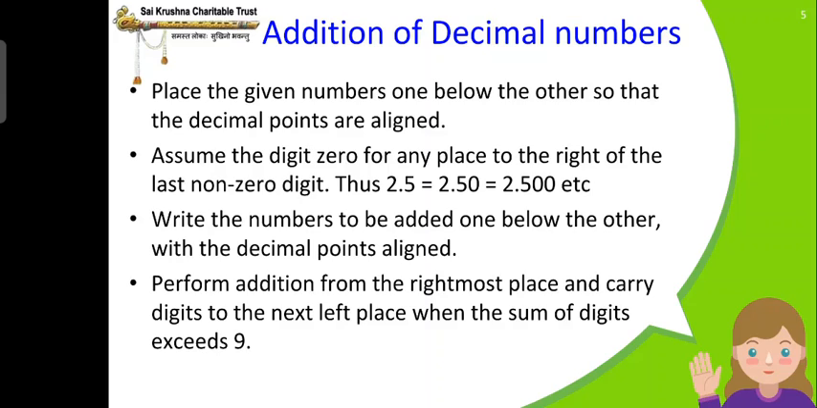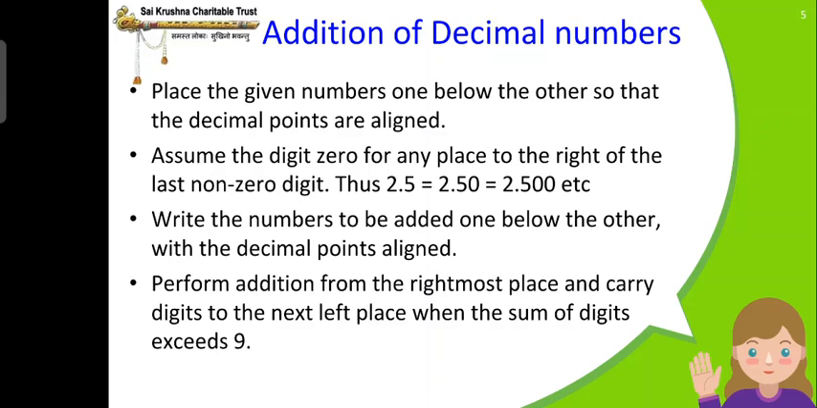See, assume the digit 0 for any place to the right of the last non-zero digit, that is 2.5 is equal to 2.50, which is also equal to 2.500, etc. Which means what? Whenever you add a 0 to the right of a decimal, it does not carry any value.